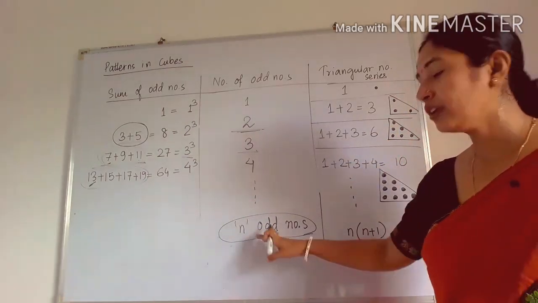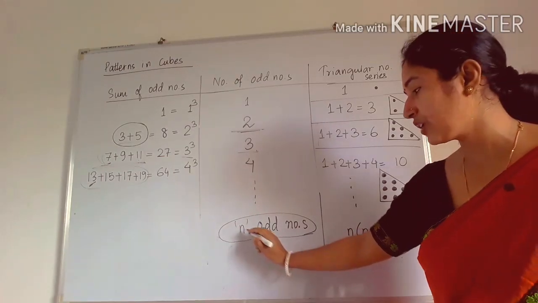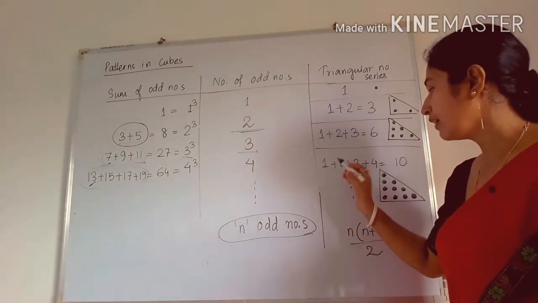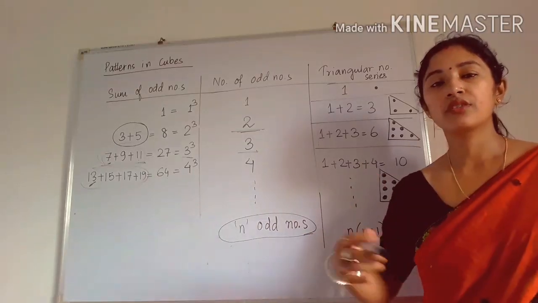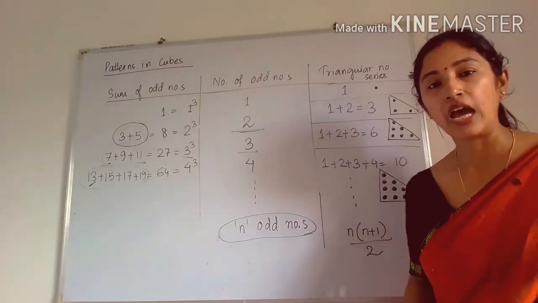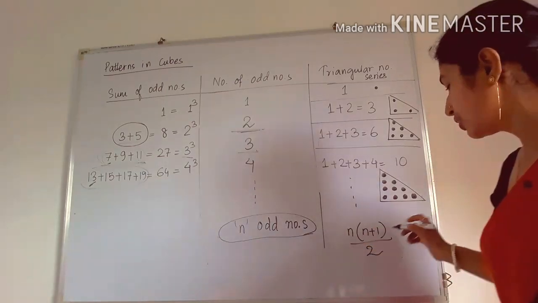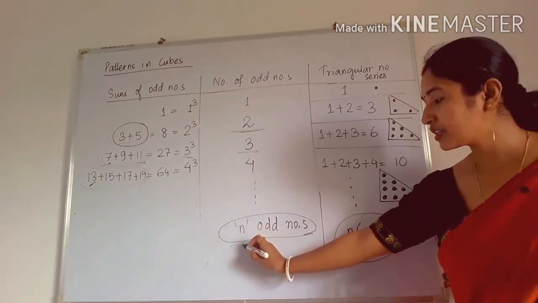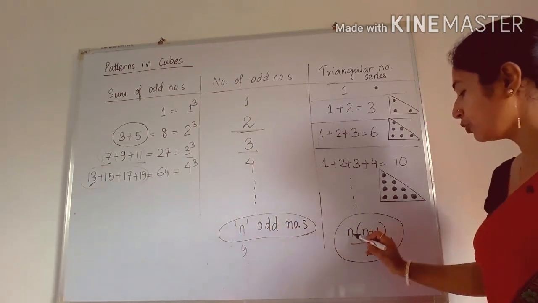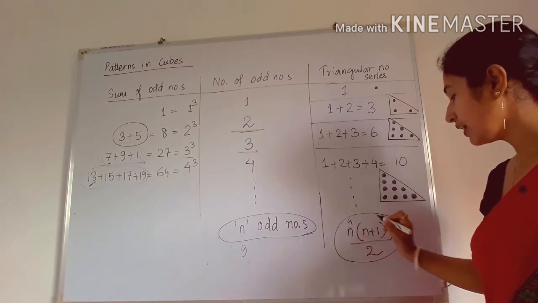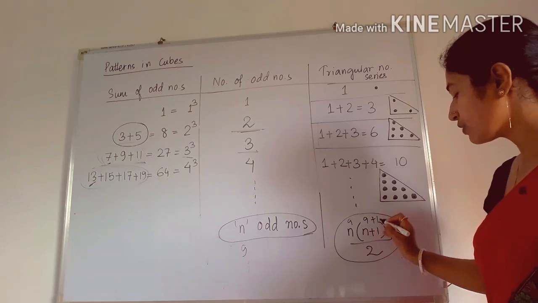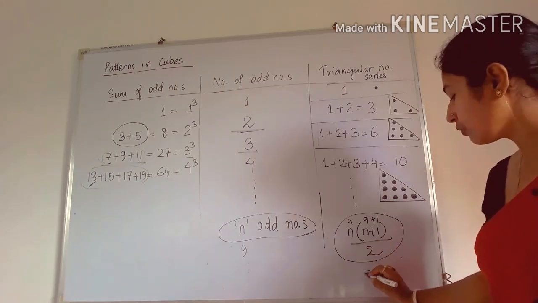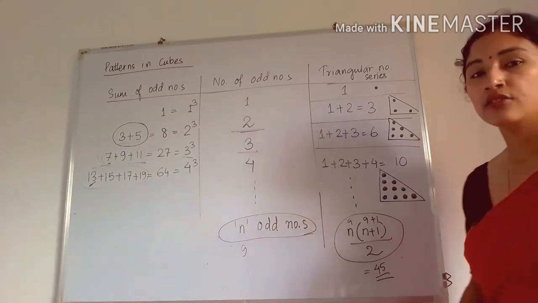Suppose some question asks that there are a total of 9 odd numbers. Then we can write 9 here, and we have to add 1 plus 2 plus 3 plus 4 up to 9. So it will take time. There is a general formula for this, that is n into n plus 1 by 2. So if 9 odd numbers are given, just directly put 9 here. It will be 9 into 9 plus 1, 9 plus 1 is 10, so 9 into 10 by 2. Finally you will get 45. That is also a triangular number.